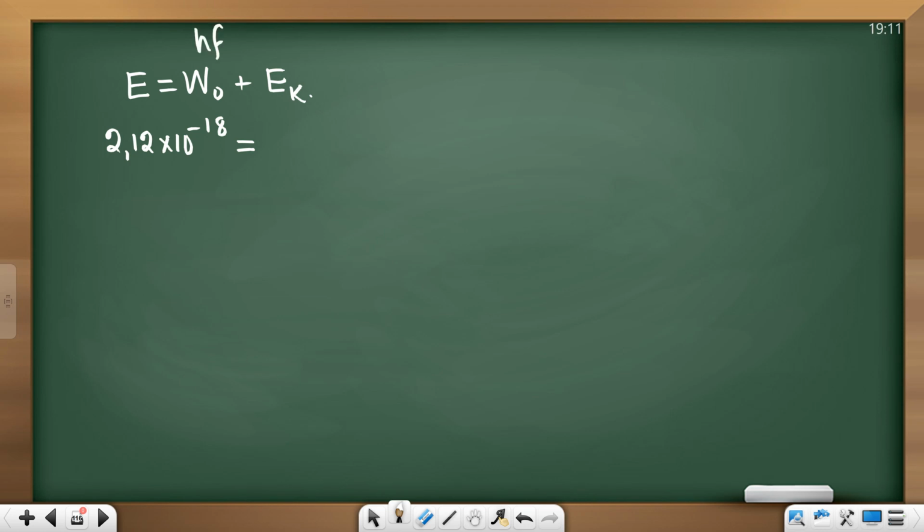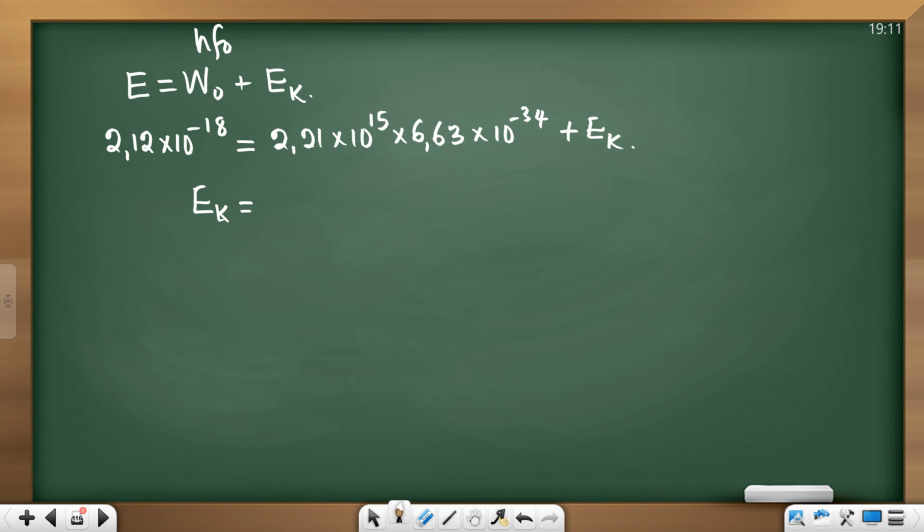All right, we know this is hf naught. So 2,21 times 10 to the power 15 multiplied by my h, 6,63 times 10 to the power negative 34. We are now looking for kinetic energy. I'm interested in your maths because of the exponent. Please give me an answer here, just to make sure that our exponents are in place. Give me your answers quickly.